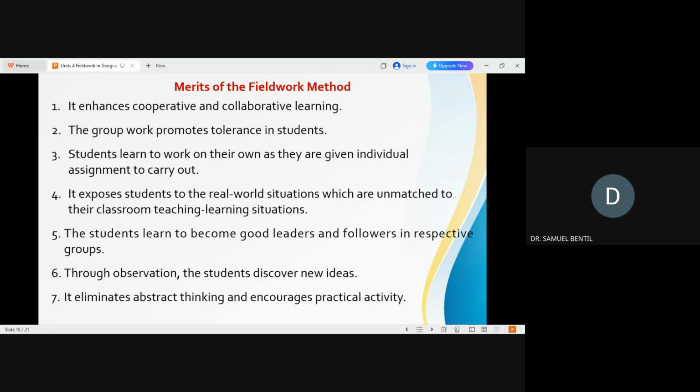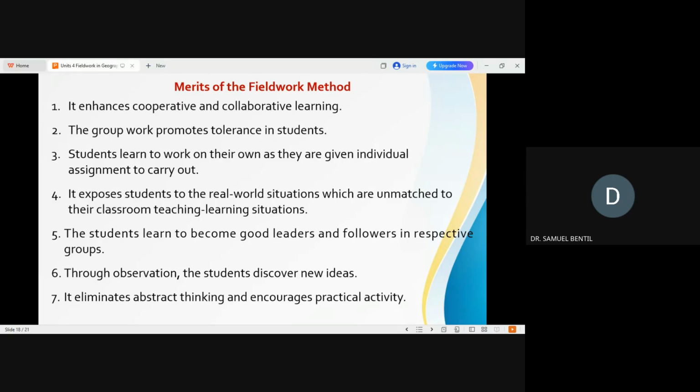Group work promotes tolerance in students, because the group leader will ensure that everyone's contribution is respected. You can't say that yours is bad. So that spirit of tolerance is nurtured in group work. Students learn to work on their own as they are given individual assignments to carry out, that independent work, which is very important. It also exposes students to real world situations which are unmatched by their classroom teaching and learning situations.